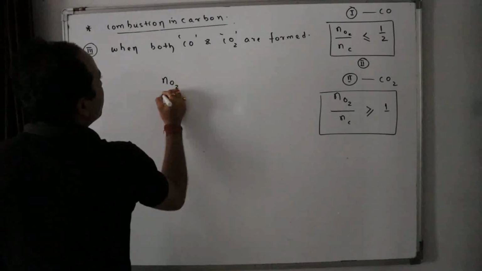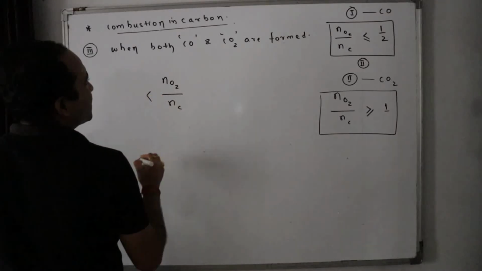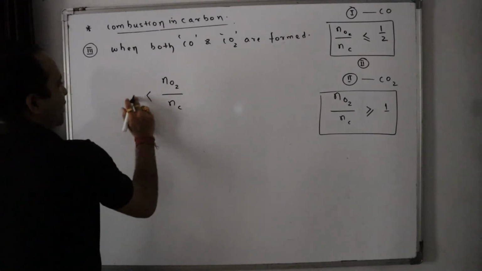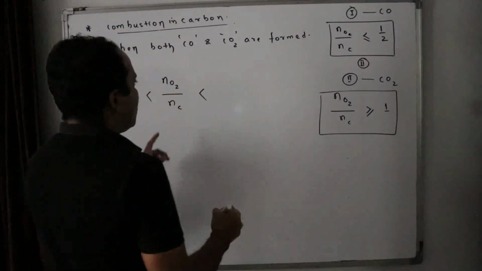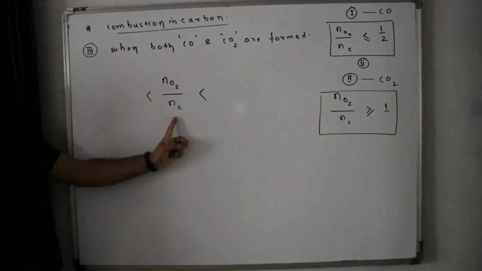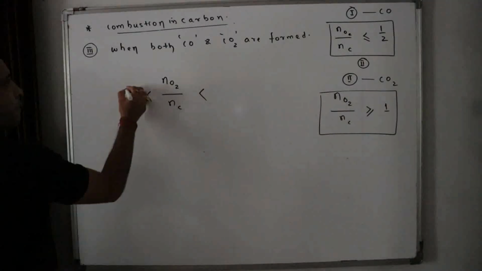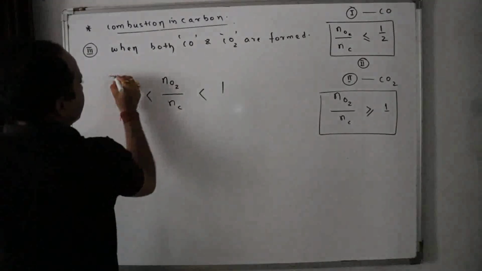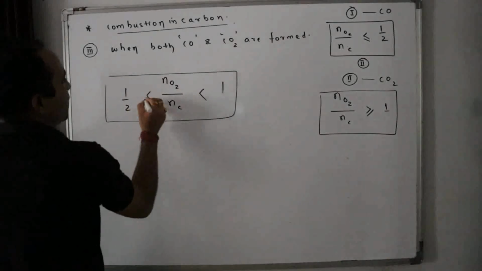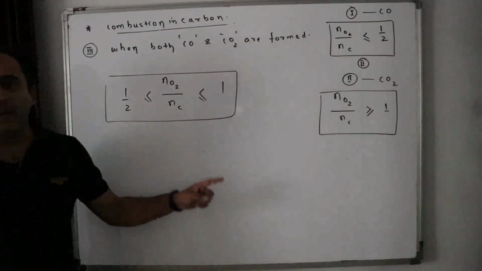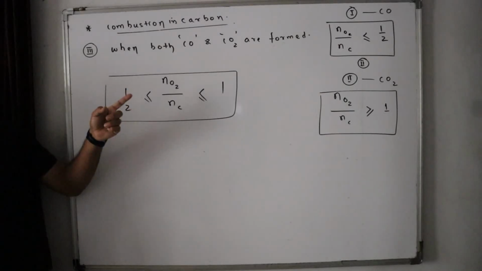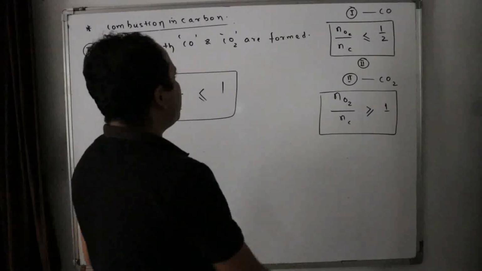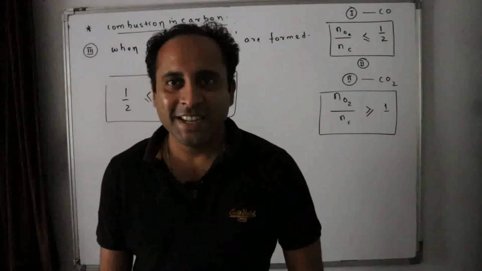When both carbon monoxide and carbon dioxide are formed, when will it form? When n of O2 by n of C is greater than 1 by 2 and less than 1. Can you analyze what will happen? Equal to. Okay. In this case, what will form? Carbon dioxide and also carbon monoxide. Now, how can I solve this? I will solve this with the help of one question. Let us go for the question.